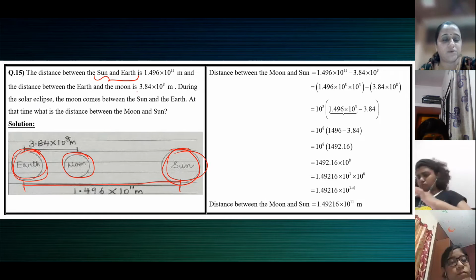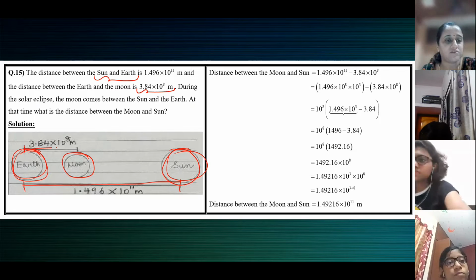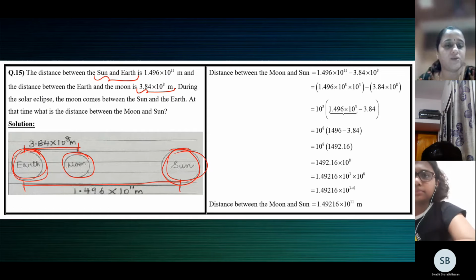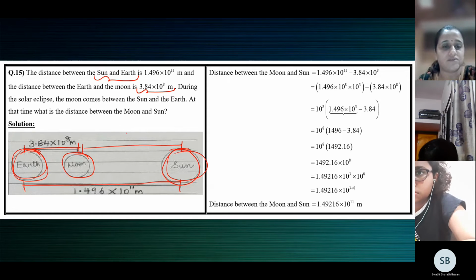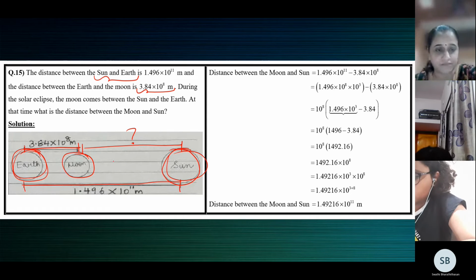And next is the distance between the Earth and the Moon. So here you can see I've marked the distance between the Earth and the Moon. Now we need to find the distance between the Moon and the Sun. So Moon and the Sun, we need to find this distance.